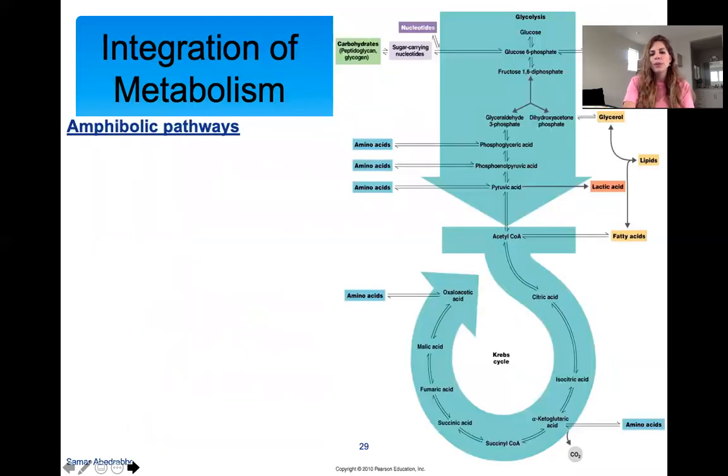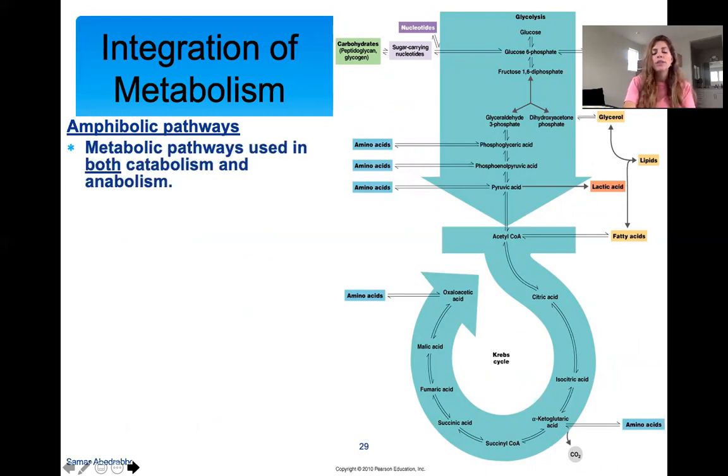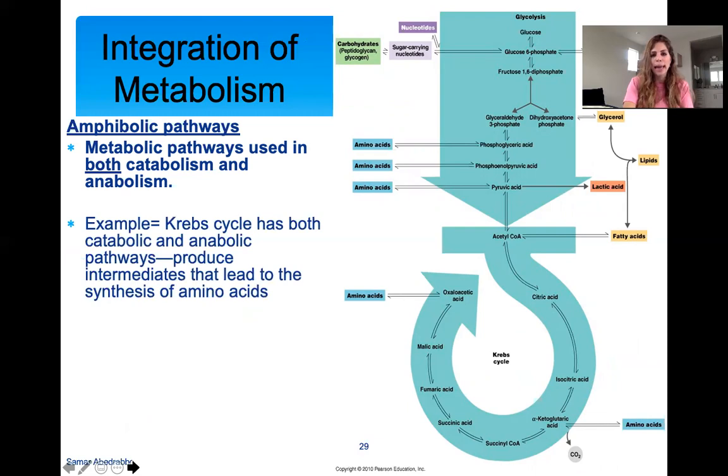Now, usually catabolism and anabolism are integrated. Things are being broken down, which is catabolism, and things are being made, which is anabolism. Metabolic pathways where we see both catabolism and anabolism are called amphibolic pathways. An example of an amphibolic pathway is the Krebs cycle. In the Krebs cycle, we see catabolic pathways.